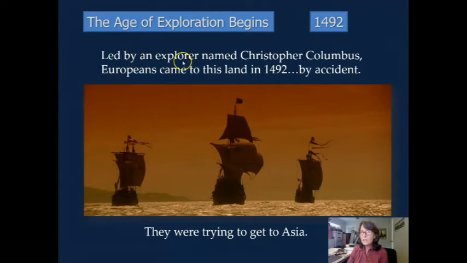In 1492, Christopher Columbus led a group of Europeans, and they came to this land by accident. They were trying to get to Asia. You might know that the 3 ships they came on were called the Nina, the Pinta, and the Santa Maria.